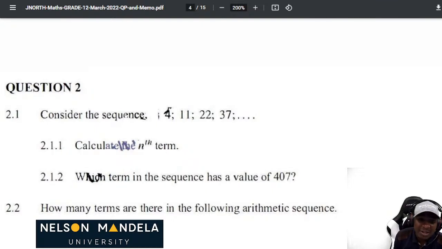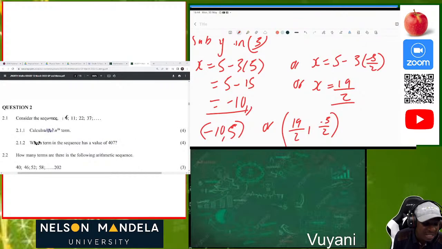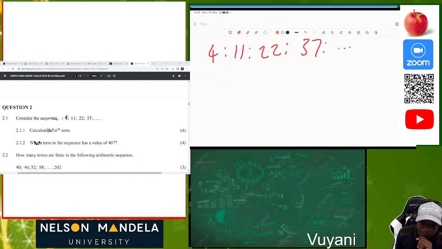Now they say calculate the nth term. Then what's the nth term? The nth term is the general formula of the sequence. So from here, what do we do? Now let's look at whether it has a first common difference or a second common difference. That's what's important now. Does it have the first or the second constant difference?